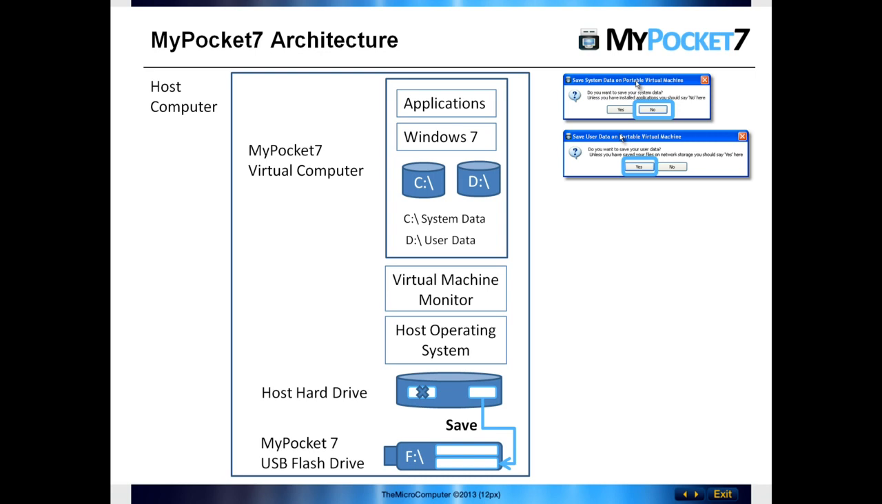Unless we have installed Windows updates or new applications, we typically want to save your user data, but not your system data. This means that all changes to the system volume are discarded. When you boot the MyPocket7 next time, your user data is available, but the Windows 7 installation remains unchanged. So any unwanted software that may have changed Windows 7 or applications is automatically deleted.